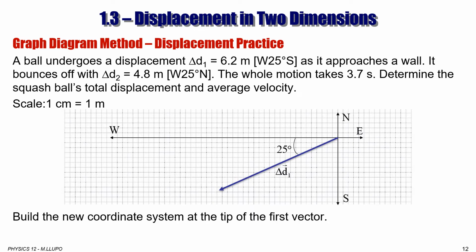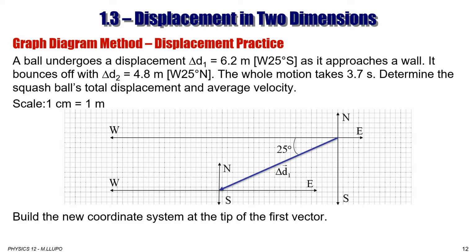So how can we add the next vector? Remember tip to tail? So the second vector has to start where the tip of the first vector is. So that's why we build a new coordinate system exactly where the tip of the first vector is. Remember that, I warn you, this is a common mistake that people make by just not drawing that second coordinate system. And they just draw a 25-degree angle, for example, based on the delta D1, and that will be wrong.